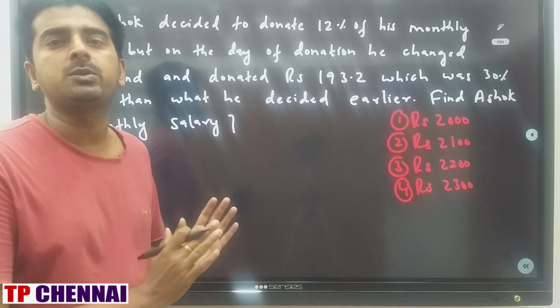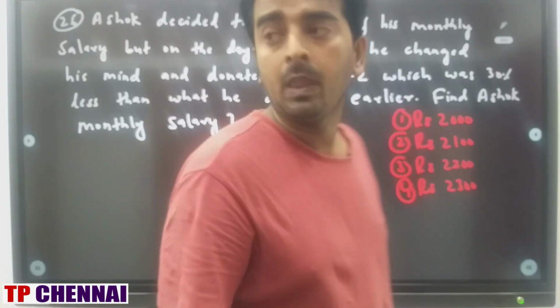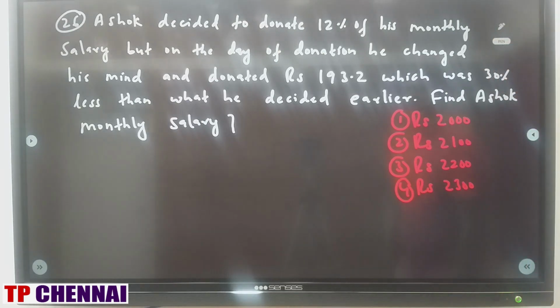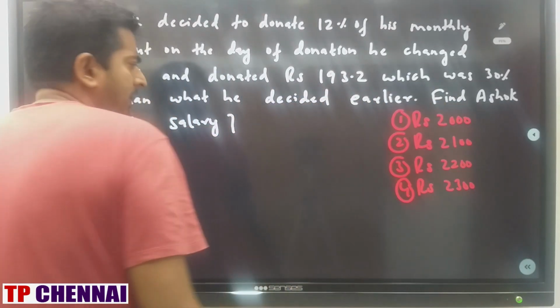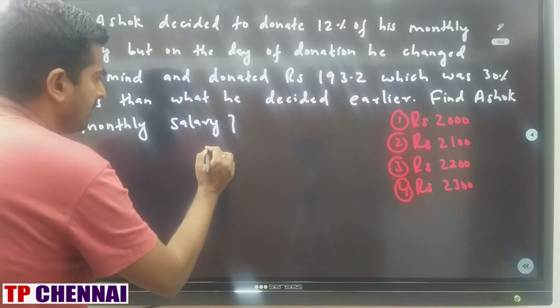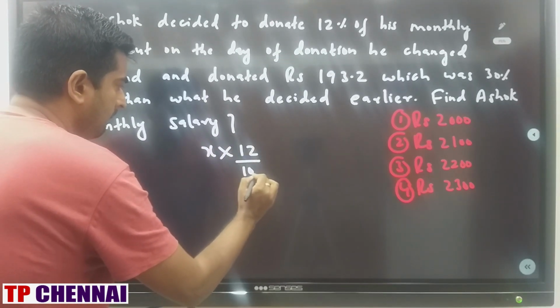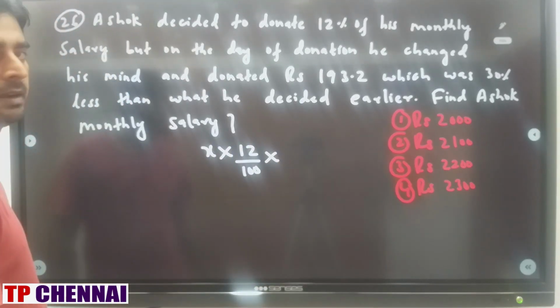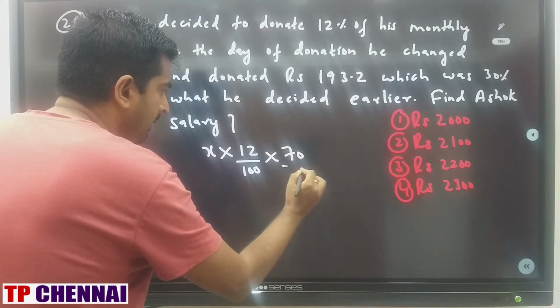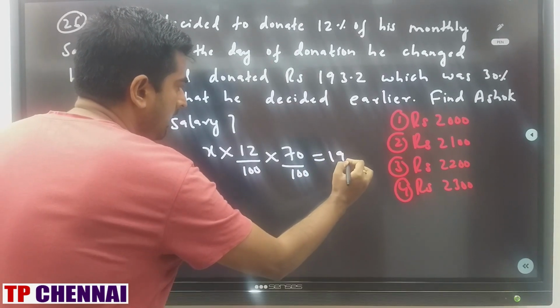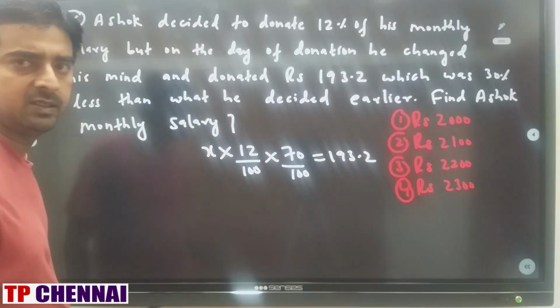Now we will see 10 questions from arithmetic, right? Very important one. Ashok decided to donate 12% of his monthly salary, but on the day of donation he changed his mind and donated rupees 193.2, which was 30% less than what he decided earlier. Find Ashok monthly salary. No need to keep 100 and all, direct in a single line. I am saying that Ashok monthly salary is X. He decided 12%. But he changed his mind and donated 30% less, so 70 by 100 is equal to 193.2 in a single line, right?